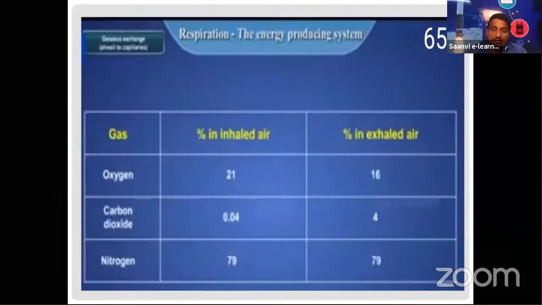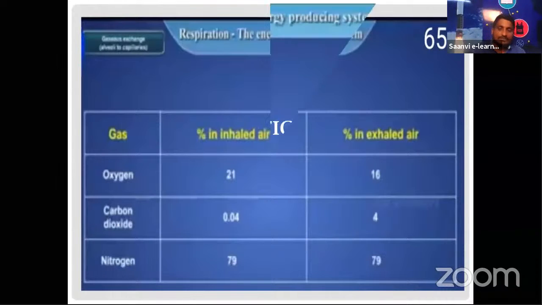So we have here one table, the percentage of inhaled air and the percentage of exhaled air, and the composition, which you know now. The percentage of components present in the inhaled air and exhaled air: oxygen, carbon dioxide, and nitrogen. And what is the percentage of oxygen, carbon dioxide, and nitrogen in inhaled air, and in exhaled air? We have learned that.